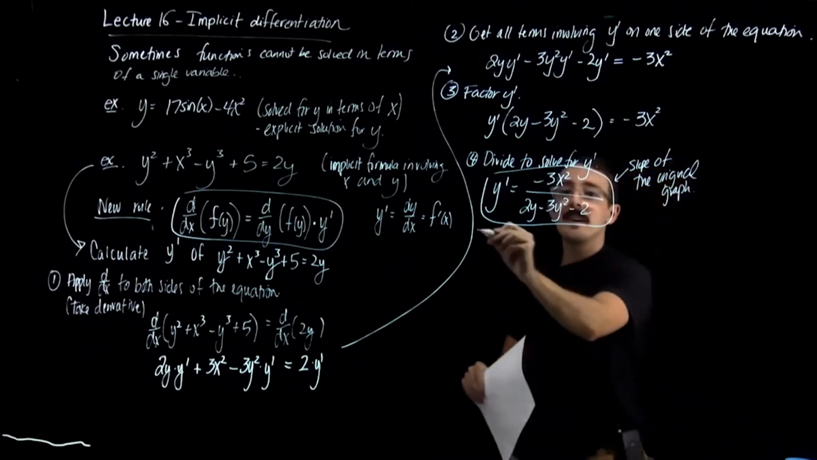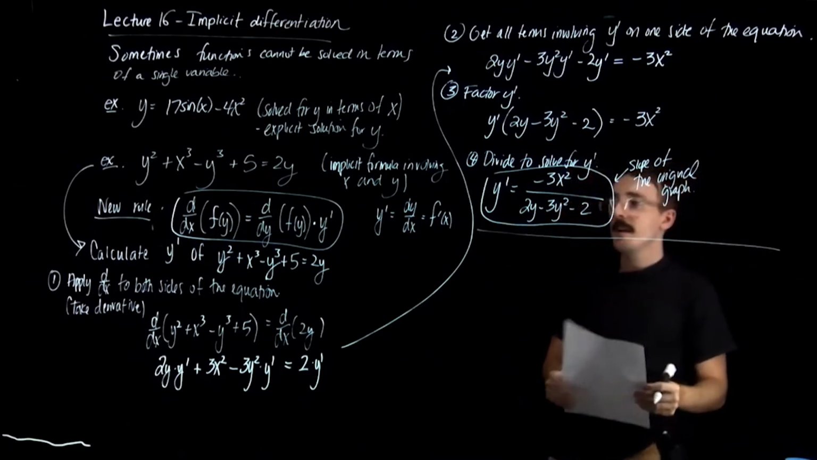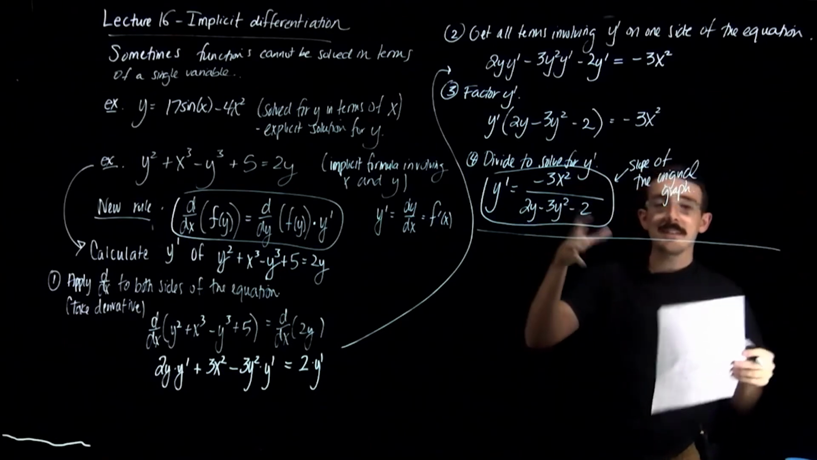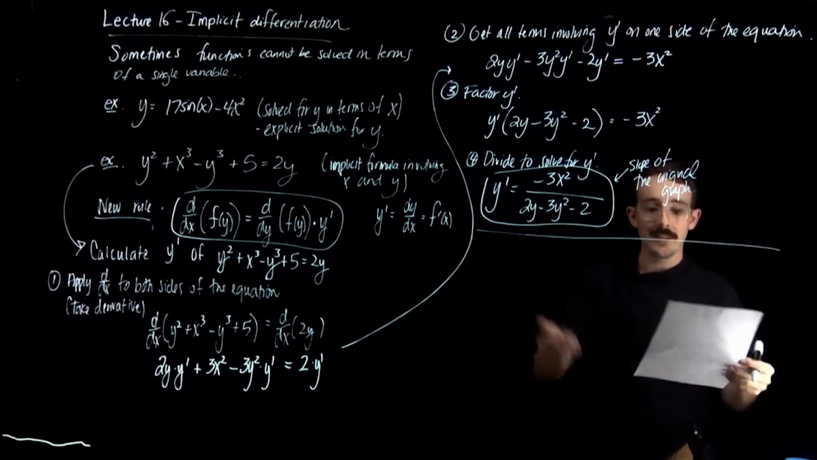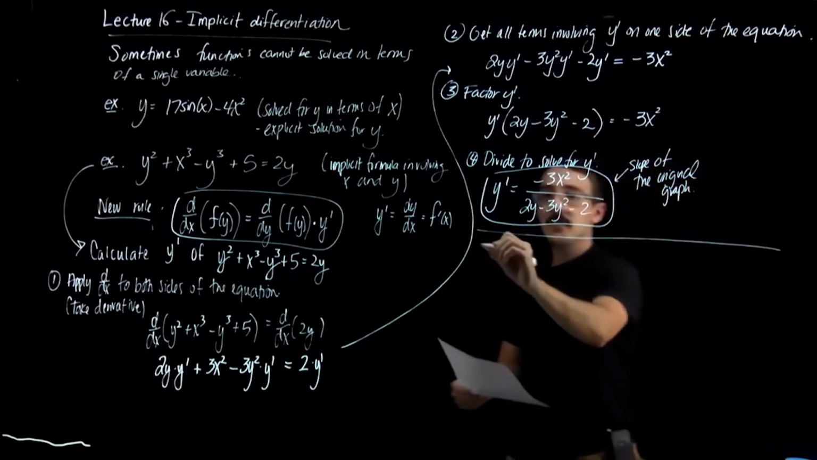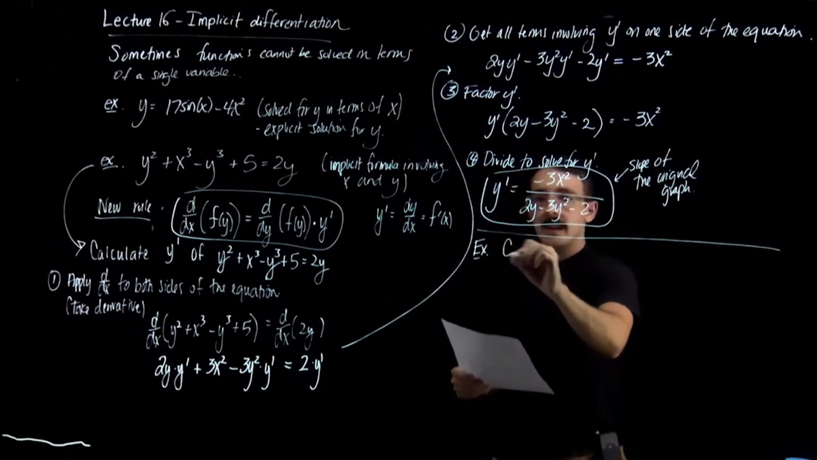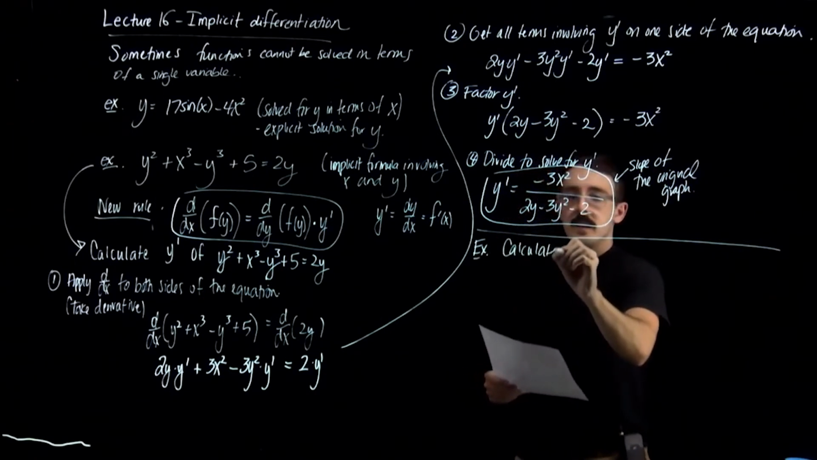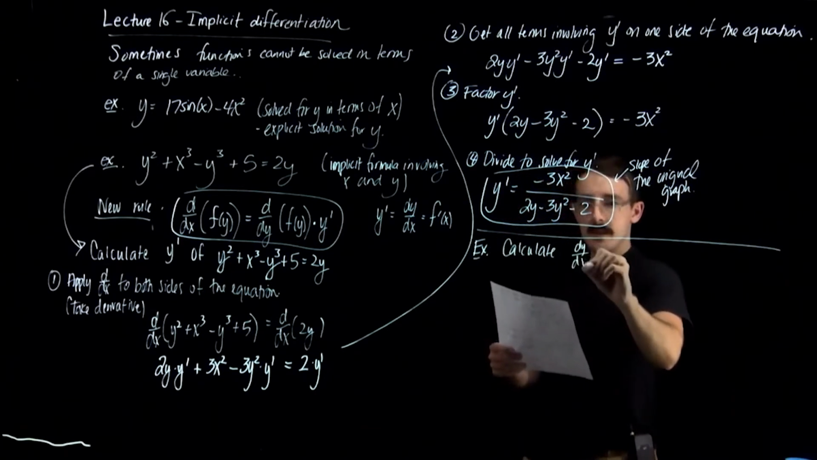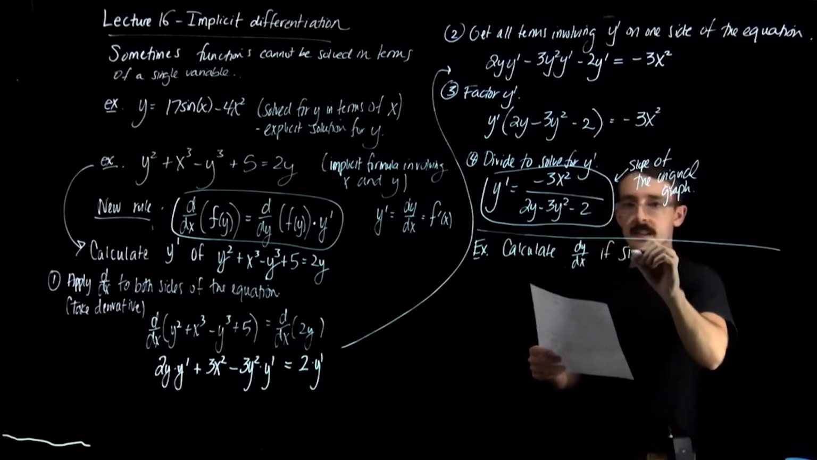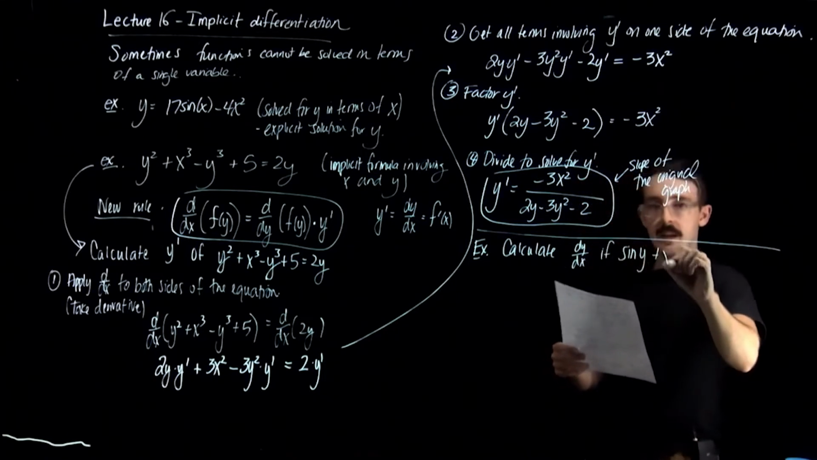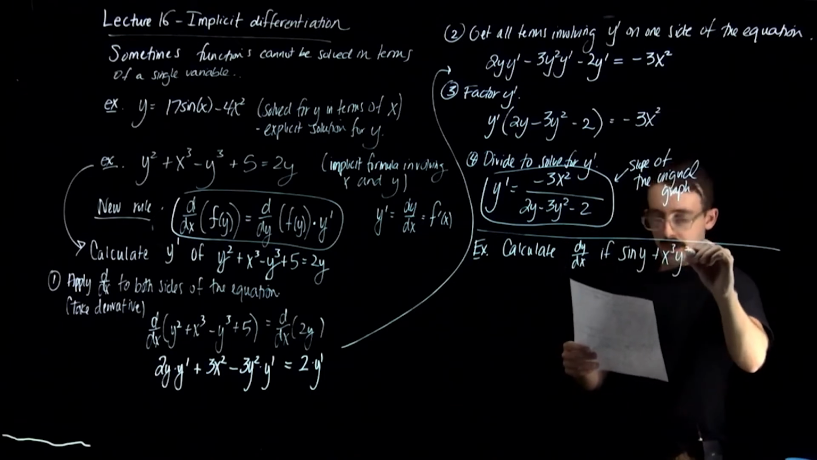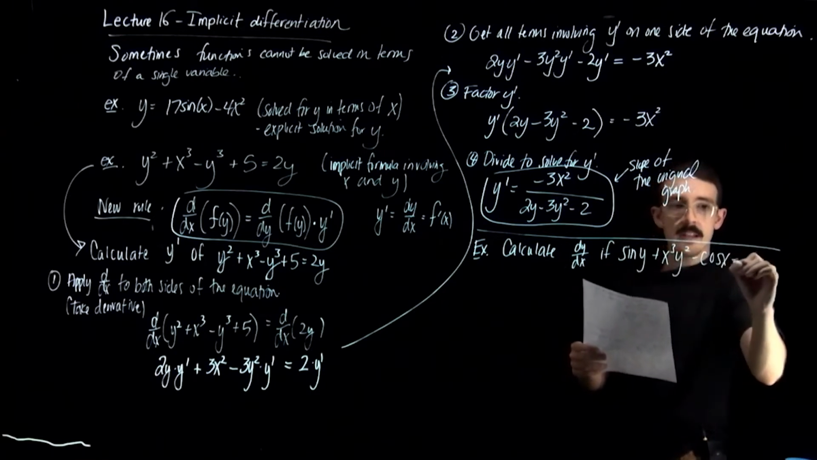All right, let's try another example. So this time I won't write out every single step in words, but I'm going to show you all the steps for this next example. So the example here is going to be, I'm going to calculate dy dx if sine of y plus x cubed y squared minus cosine of x equals 2y.